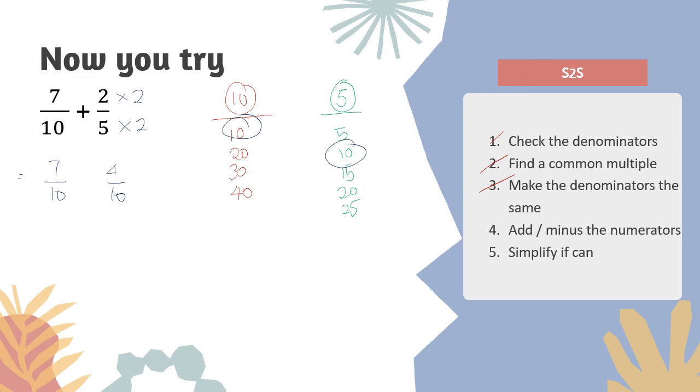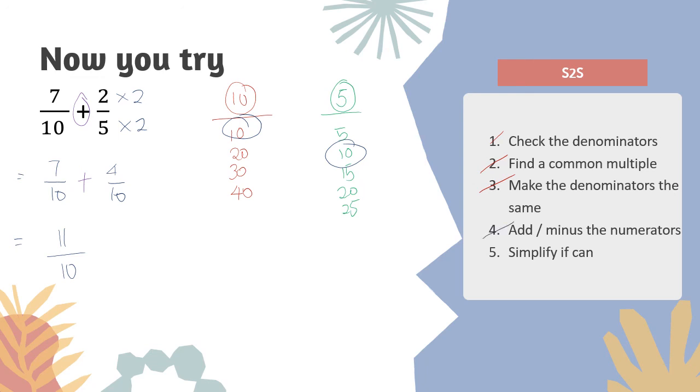Step 4, add or minus the numerators. The question is asking you to plus, so you bring the plus down. So this becomes, since the denominators are the same already, now you can add or subtract the numerators. So 7 plus 4 gives you 11 out of 10. So that is step 4.